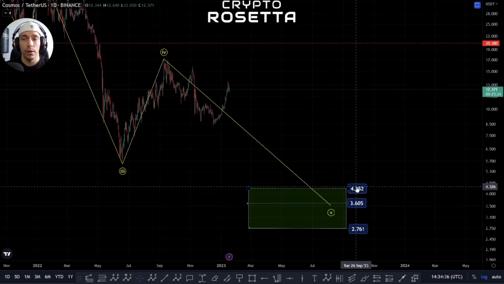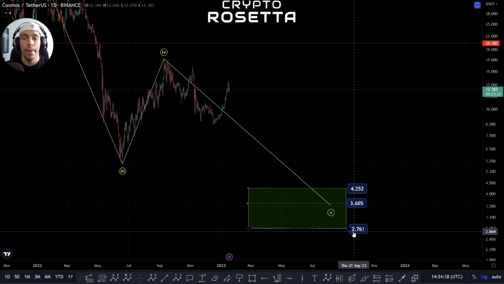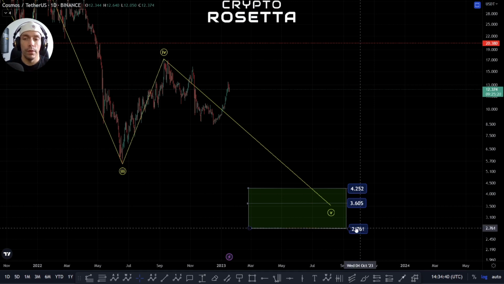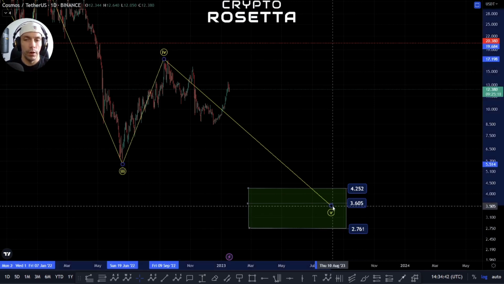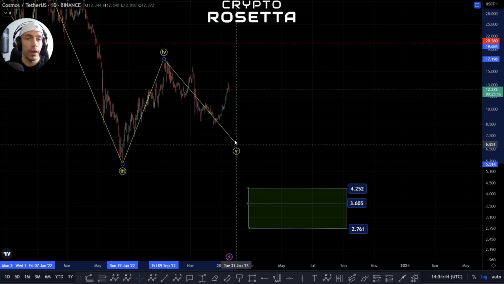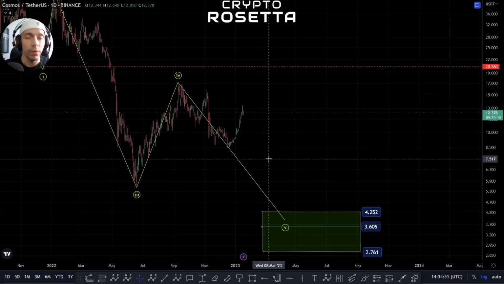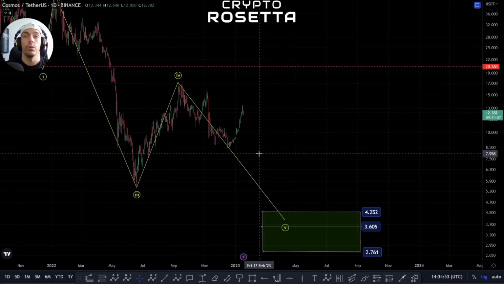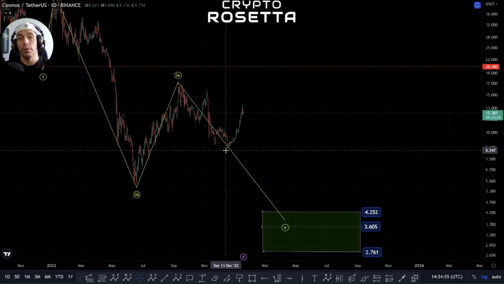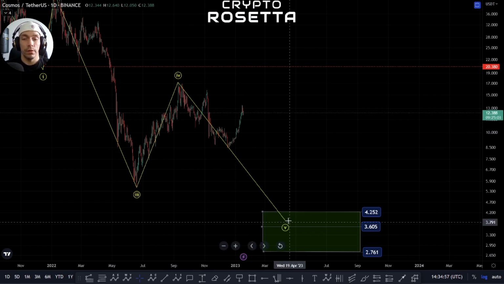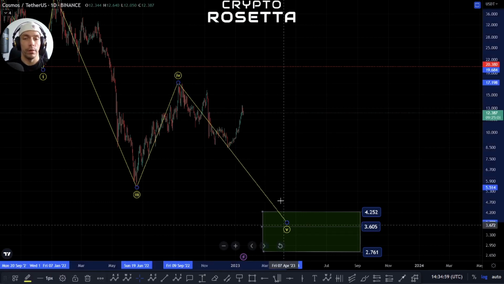So that fifth wave target would be this 4252 to this 2.76. That would be provided we don't get a truncation within this fifth. A truncation is when this fifth wave doesn't move as deep as it potentially can. So we won't have any indication of that until the move actually starts playing out a bit more, but we can just keep an eye on it and have a look at this.